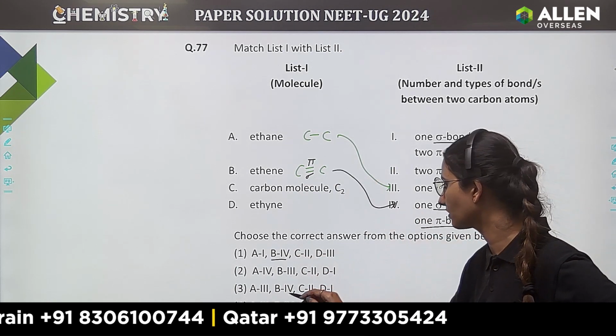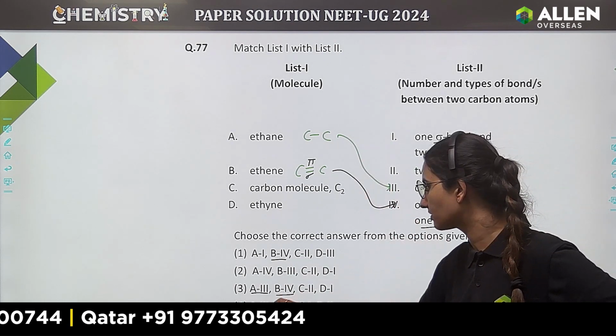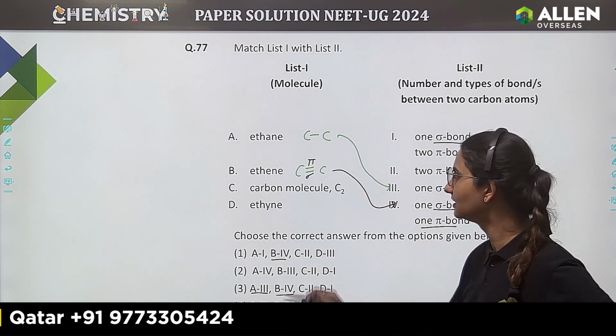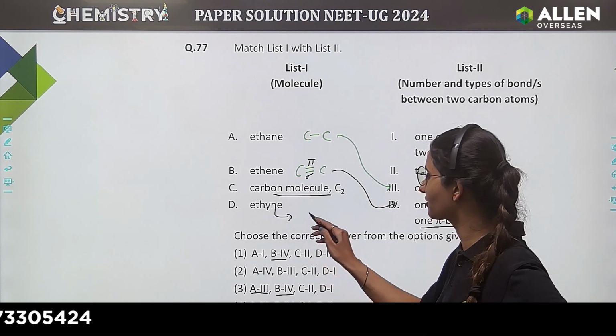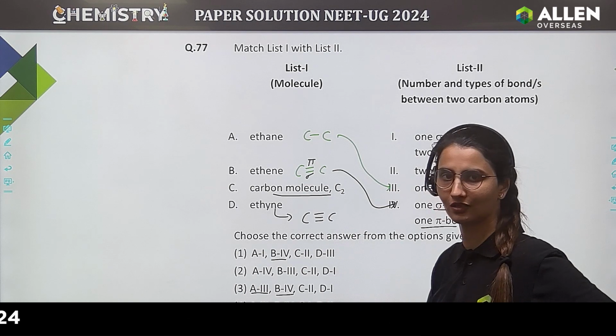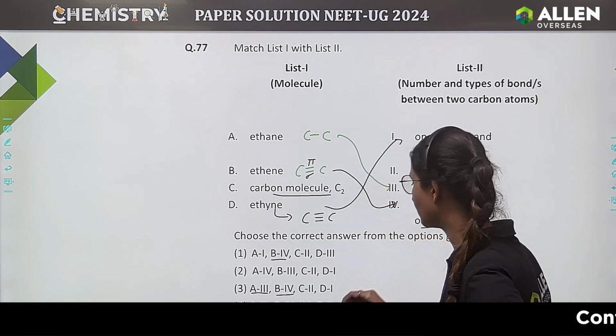B4. A3. C2, will come to this. Talk of ethyne. The ethyne configuration is a C triple bond C. So it has 1 sigma 2 pi, D1.